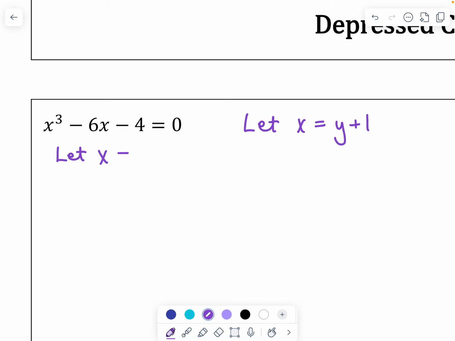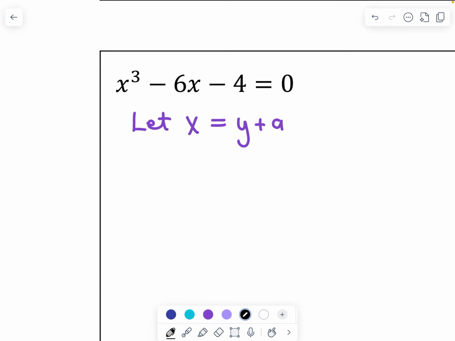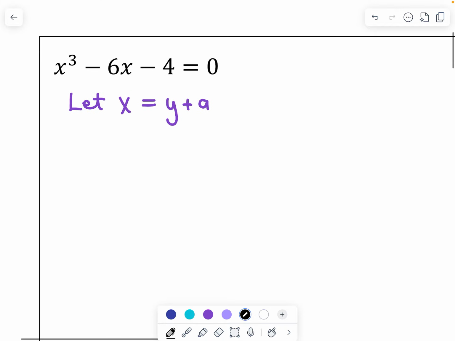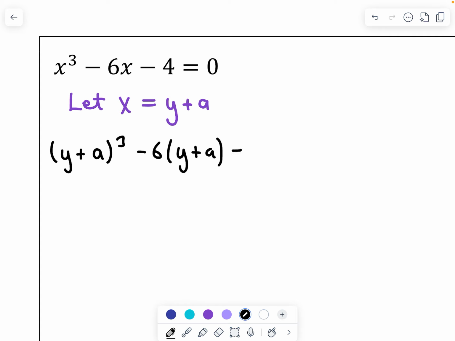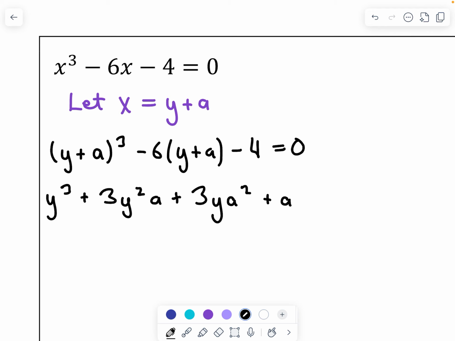So we're gonna let x equal y plus a, and we're gonna pretend like we don't know that a is gonna be 1. So let's pretend like we don't know that, and see what happens. So I'm gonna go ahead and substitute in y plus a. And let's go ahead and expand. So here's a little binomial expansion here. Y cubed plus 3 y squared a plus 3 y a squared plus a cubed.